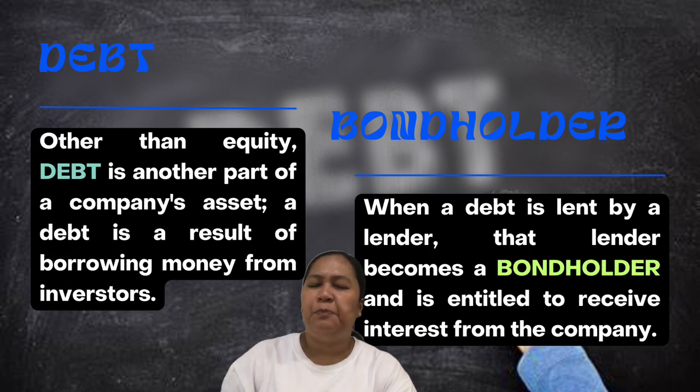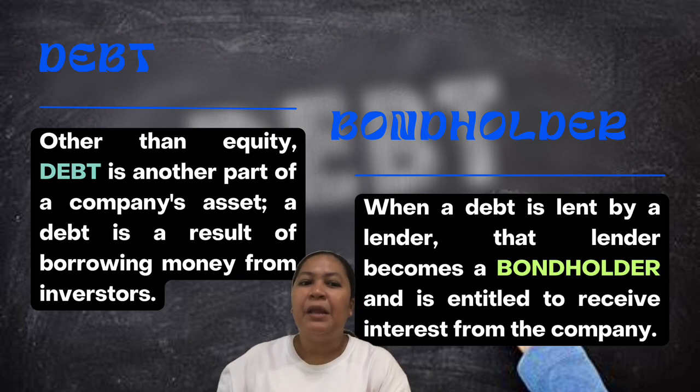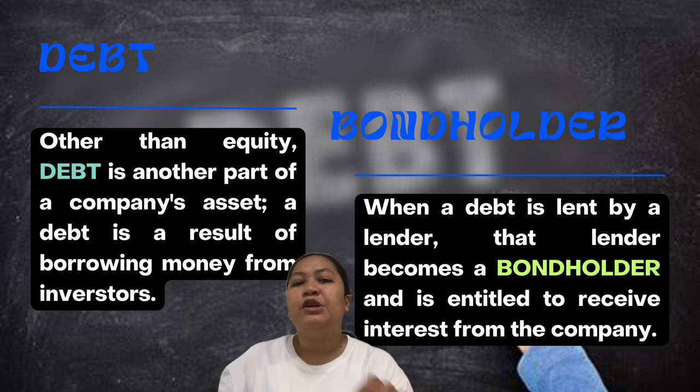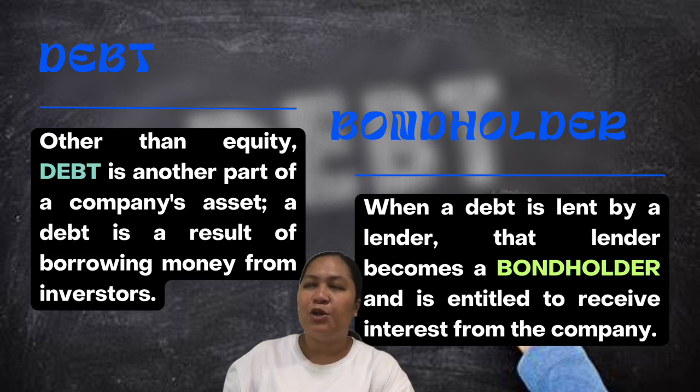Next is the debt. Now, aside from the equity that we discussed earlier, or the share, a company also has debt. So, it is not only from your own money, but also from borrowed money. When we say debt, other than equity, debt is another part of a company's asset. A debt is a result of borrowing money from investors.